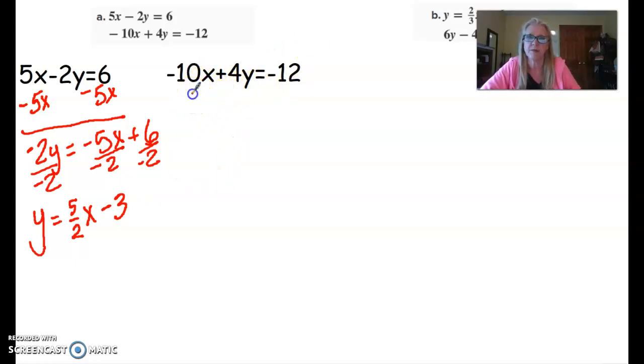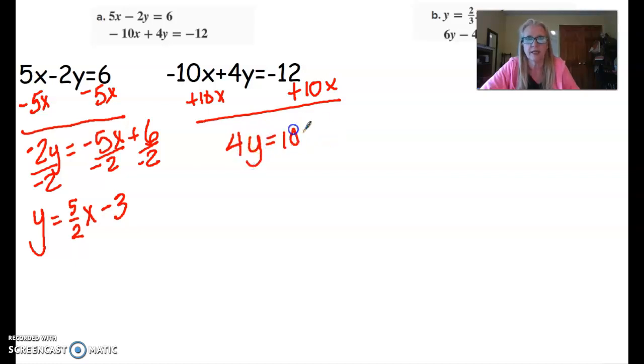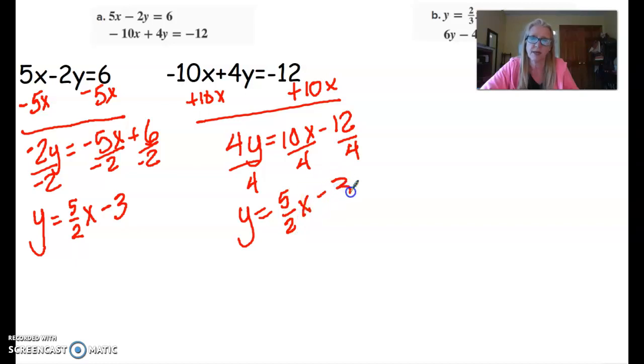In this example, I want to add 10x to both sides, trying to get y on the left. That gives me 4y is equal to 10x minus 12. Divide everything by 4, and I get y equals, that'll reduce to 5/2 x minus 3. Uh-oh, those are identical. So this will have infinitely many solutions. One of those sideways 8s, infinite solutions.